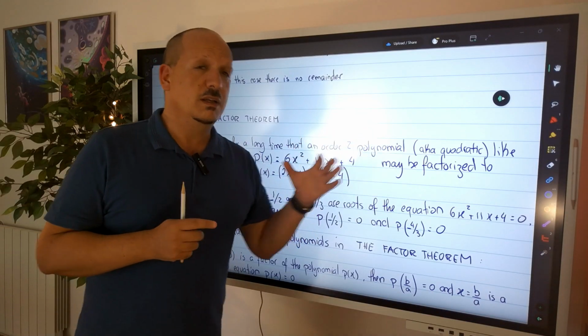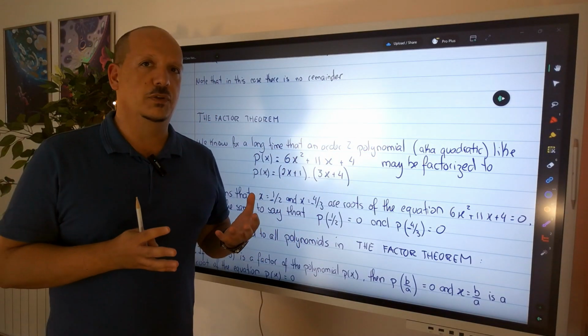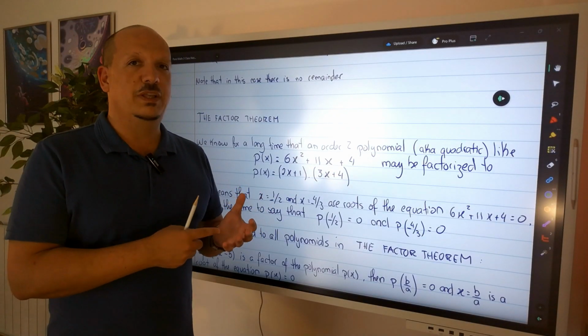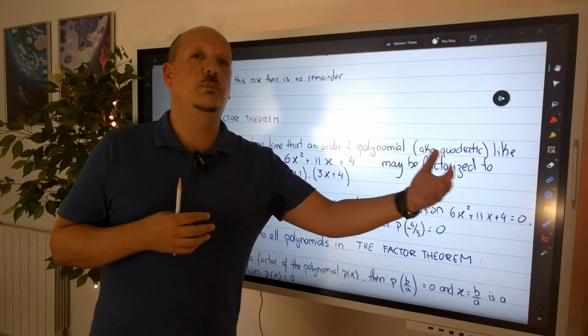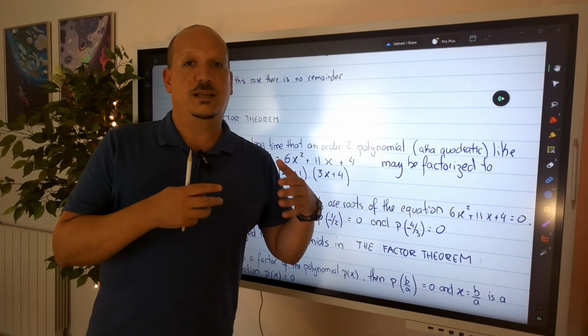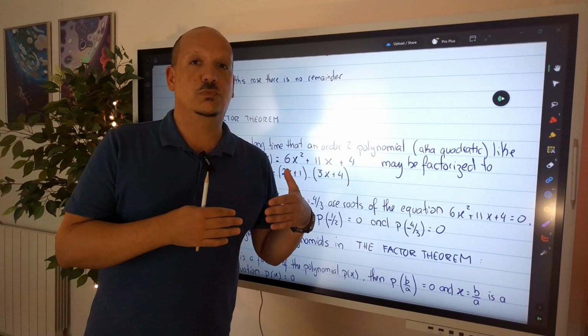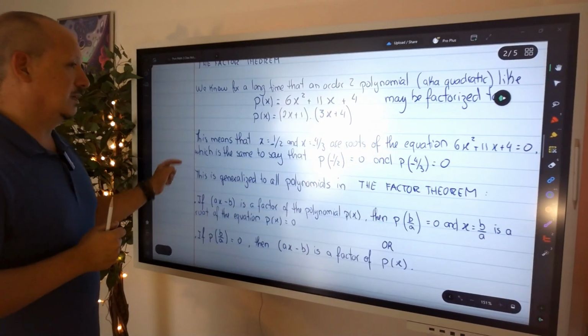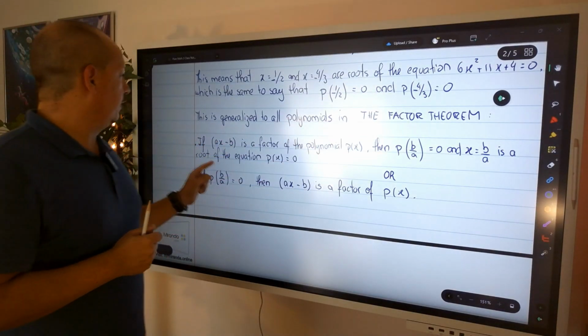It makes sense, right? You just found a factor of the polynomial, and by definition, the 0 of that factor will 0 the whole polynomial because it is a factor and is going to multiply by whatever else you have there. This is the factor theorem.